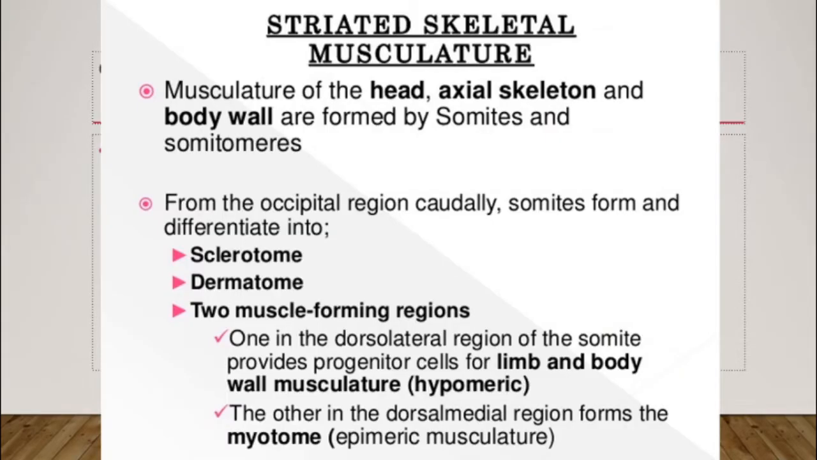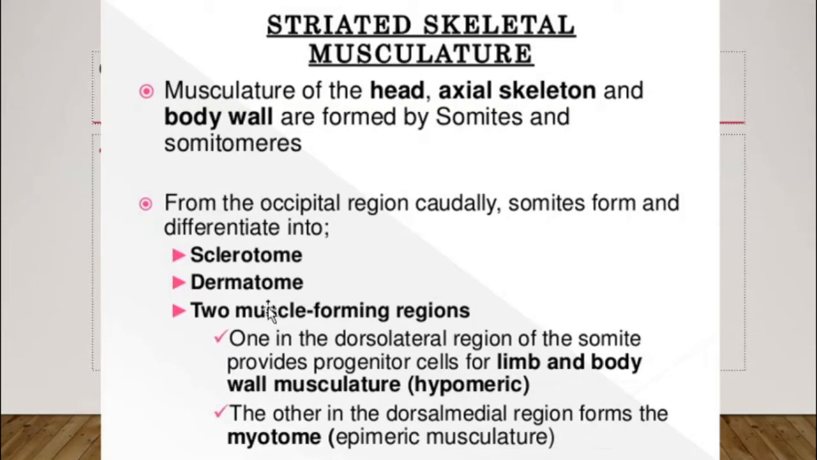So, the first group of muscles is the skeletal musculature. The musculature of the head, axial skeleton, and body wall are formed by the somites and somatomeres. From the occipital region caudally, somites form and differentiate into sclerotome and dermomyotome. Based on the diagram as presented before, the dermomyotome has two muscle-forming regions.